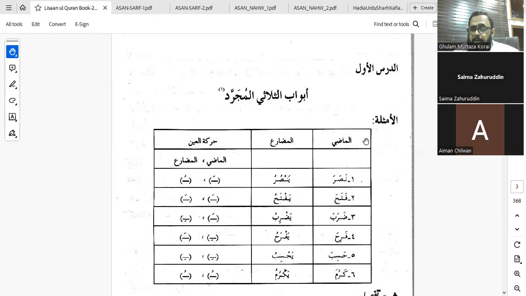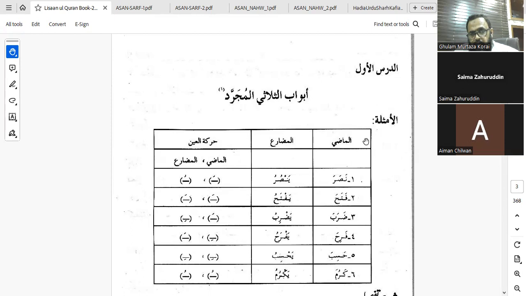Okay, how many sigas take waw noon at the end of them? Yes, sister. Right. Okay. So waw noon is two, I believe. Jama Mudhakkar Ghaib and Jama Mudhakkar Hadir.